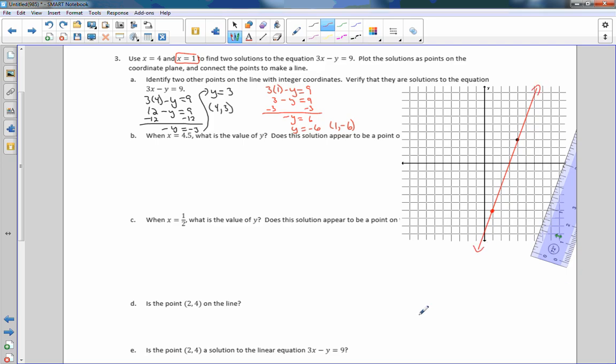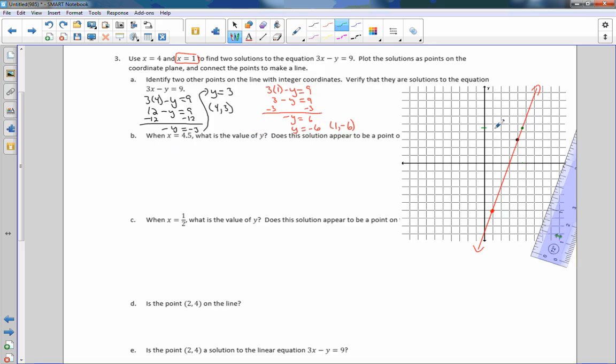And there's my line. B, when x equals 4.5, what's the value of y? So that means go over 1, 2, 3, 4.5. And I go up until I hit the line, and it looks like it is right here. So at 4.5 over, 1, 2, 3, 4, and 1/2 up, that's going to be this point here. So when x equals 4.5, what is the value of y?